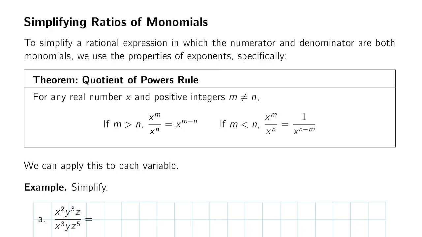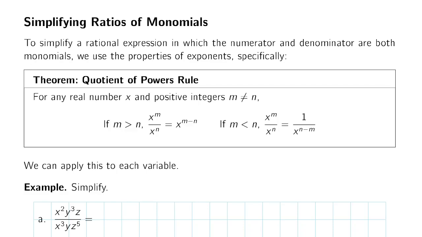When our rational expression has monomials for its numerator and denominator, the fastest way to simplify them is to think of what we're doing as using the quotient of powers rule and just going through one variable at a time and taking the quotient of the powers.